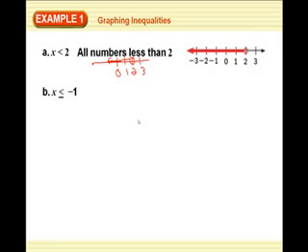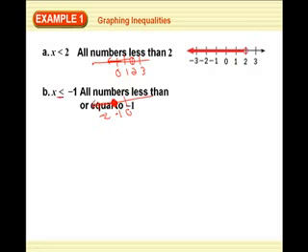So x is less than or equal to -1. Again, you go 0, -1, -2. You circle it. Now when it says it's equal to, you color it in. If it's not equal to it, you leave it an open circle like we did on number 2. So less than -1, they all go that way. So you have the closed circle if it's equal to, the open circle if it's not.